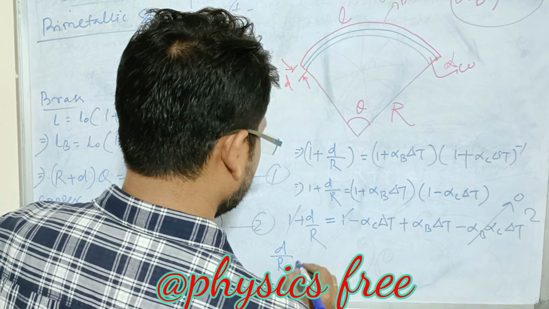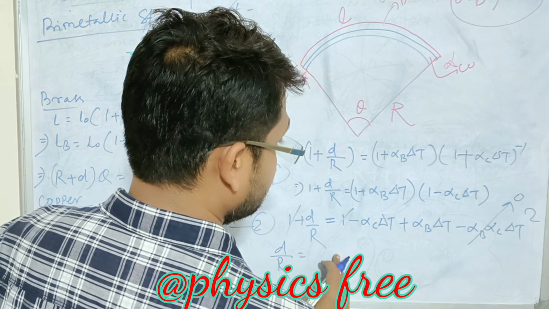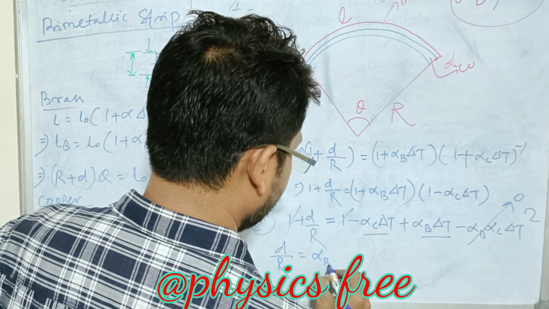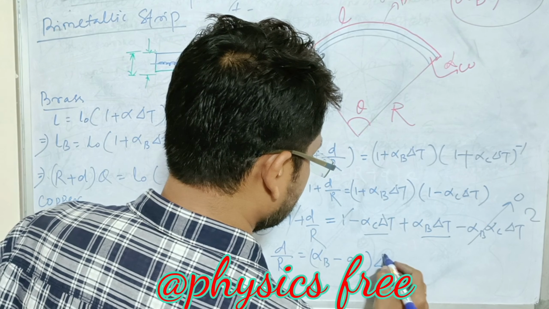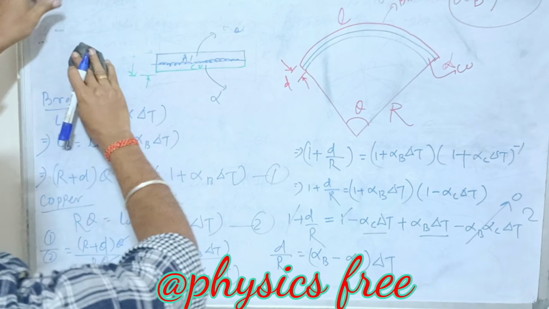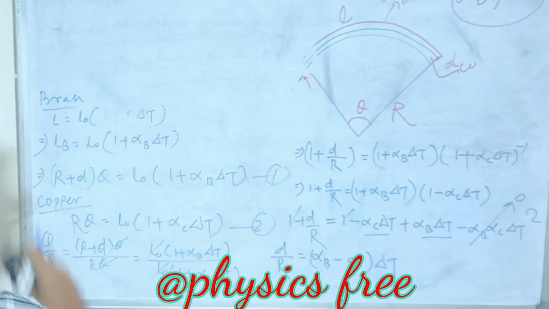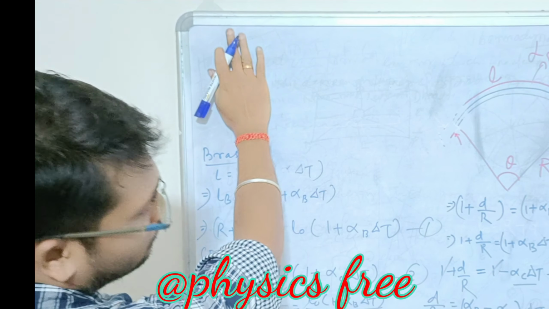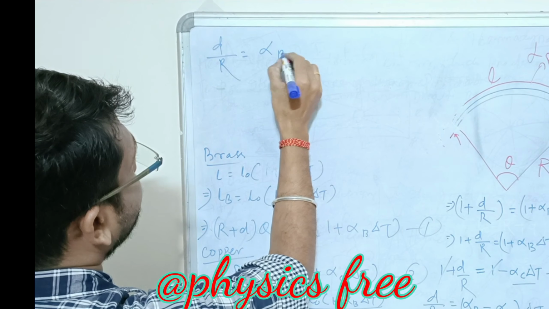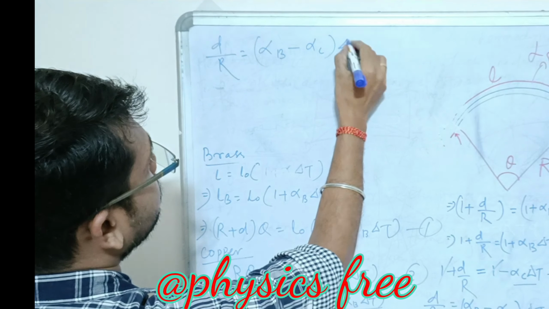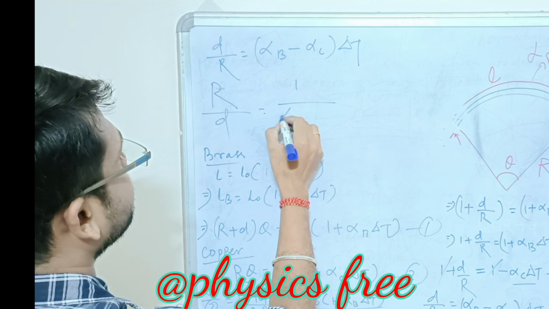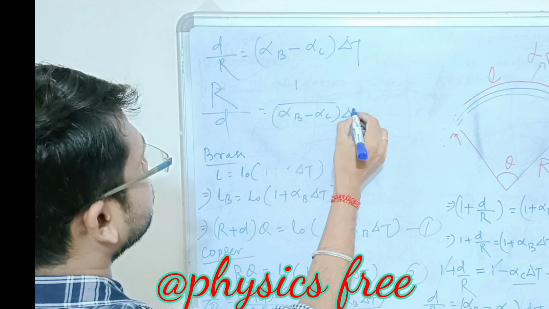So d by r equals alpha B minus alpha C into delta T. So d by r equals alpha B minus alpha C into delta T. So r by d equals 1 by alpha B minus alpha C into delta T.